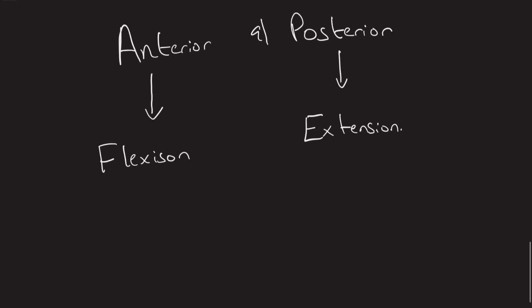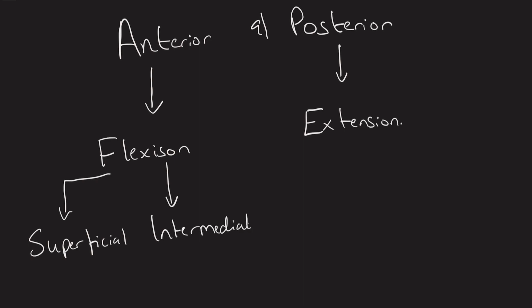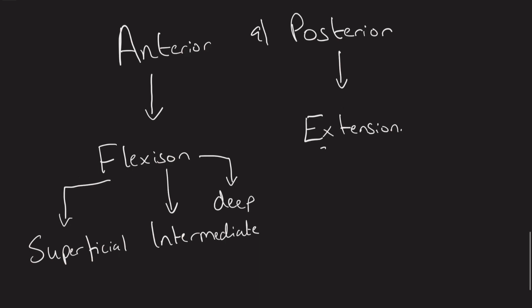The anterior aspect of the forearm can be split up into three different parts, which are superficial, intermediate, and deep. Whereas the posterior compartment is just split up into superficial and deep.